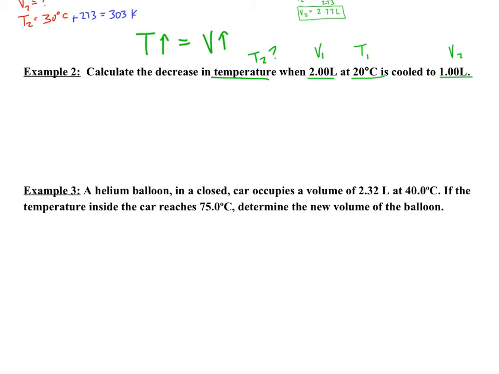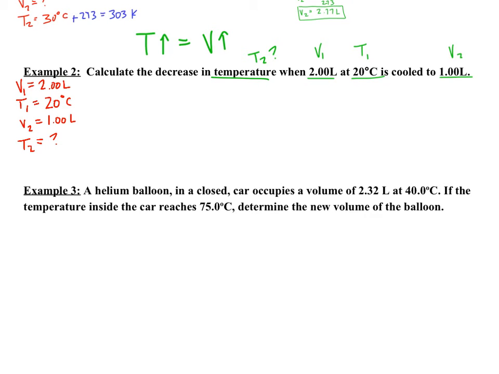I'm going to list V1, which is 2 liters. T1 is 20 degrees Celsius. V2 is 1 liter. And T2 is what we're trying to solve for.